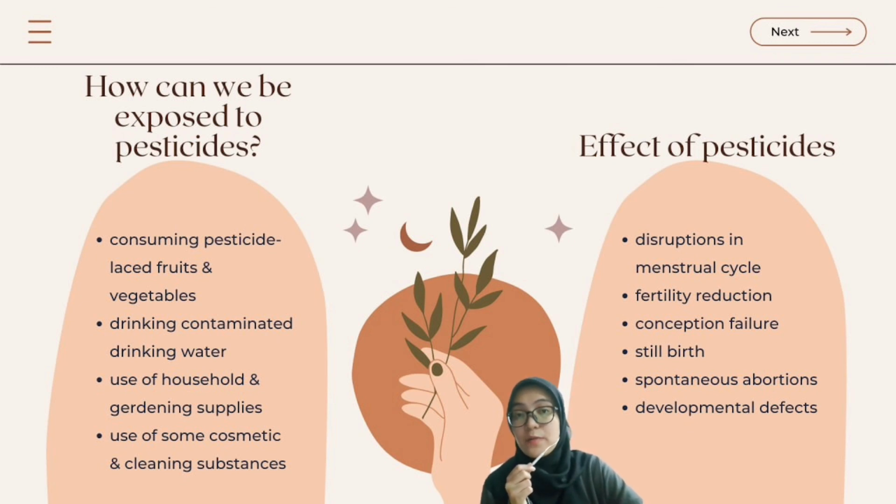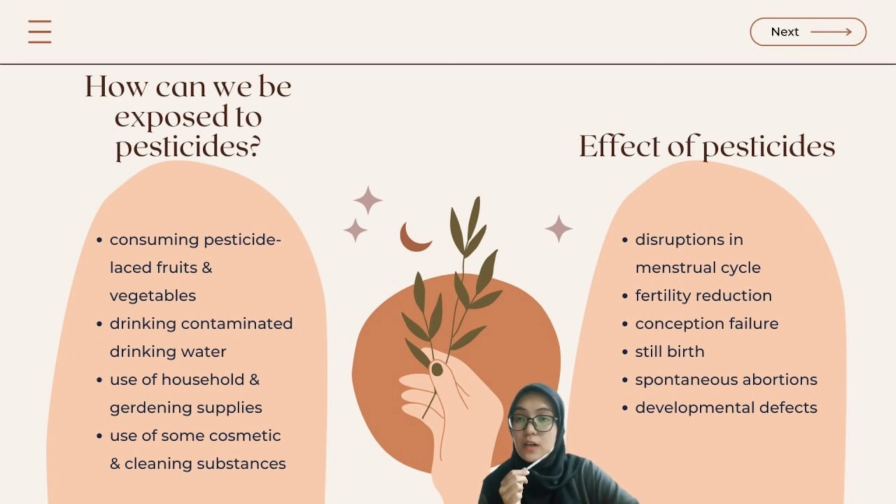Well, there are a few ways, which is first, by consuming fruits and vegetables with pesticide residues. Secondly, by drinking water contaminated with pesticides. Thirdly, while using household and gardening supplies, and lastly, while using some cosmetic and cleaning substances. Next is the effect of pesticides toward the hormonal functions in women.